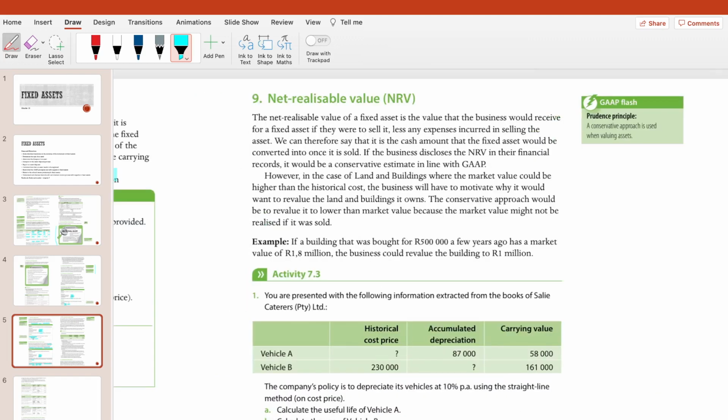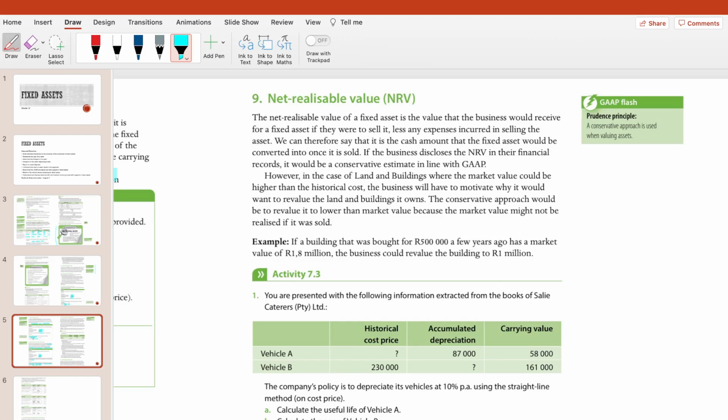The last part that we will be looking at is your net... oh my goodness, sorry about that. The NRV, the net realizable value. Sorry, I think my mind is now wandering to other places.